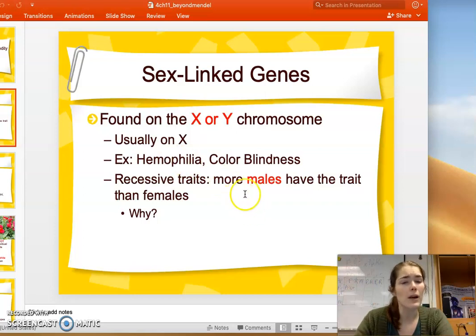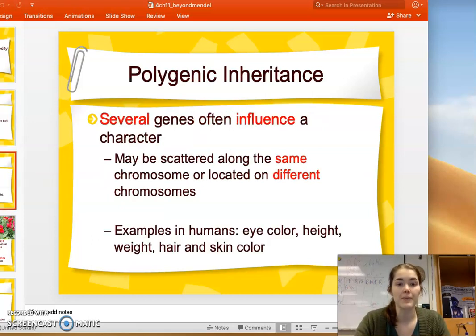Recessive traits are more common in biological males than females because males only have one copy of the X. So if they get a sex-linked trait like color blindness on their X, color blindness is recessive, Y can't carry it. So if they have an X with a bad copy and no other X, they will show the trait. Whereas biological females, if you have two X's, if you have one bad copy, the other one would still be able to see colors. So it's more common in males than females. Doesn't mean females can't be colorblind.